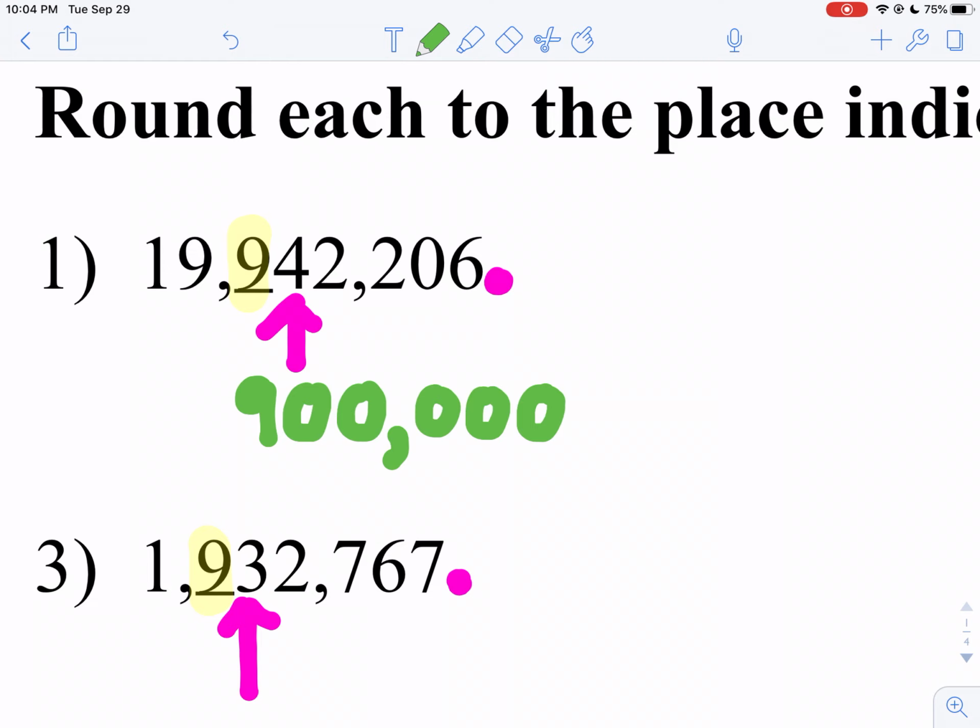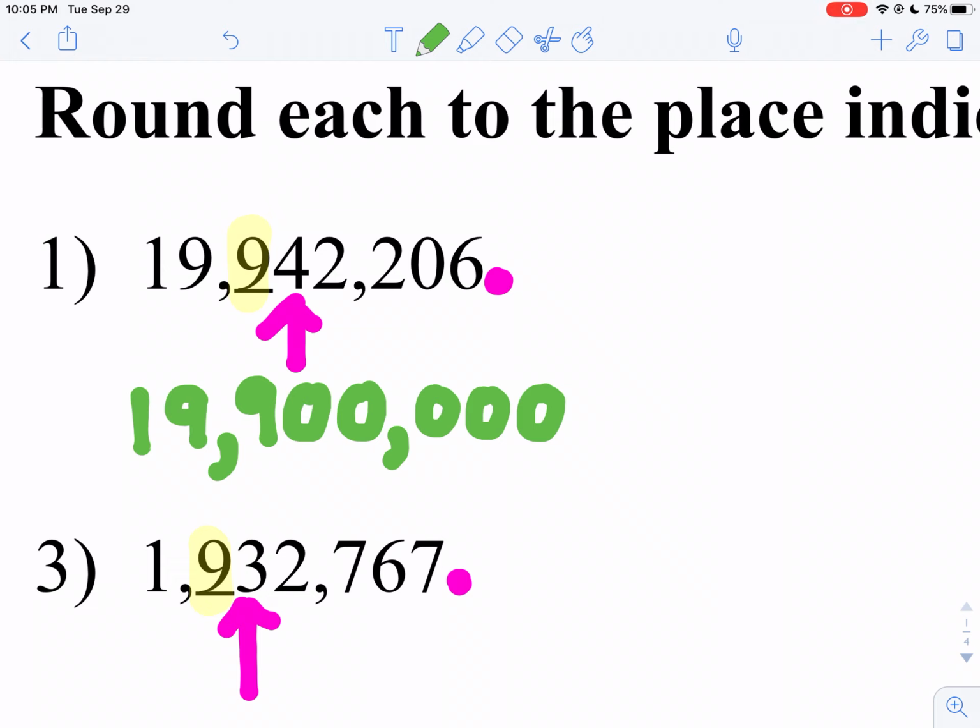And then before the 9, you have a comma, you have a 9, and you have a 1, okay? So all the numbers before the underlying number, you copy it exactly the way it is. All the numbers after the underlying number, you replace them with zeros up to the decimal point. So that's the answer to number 1, okay?